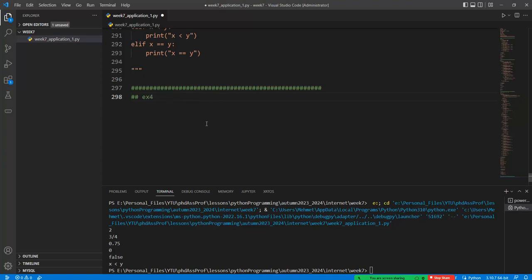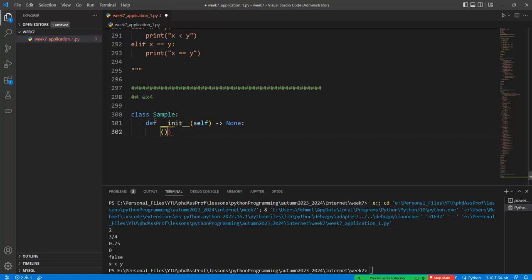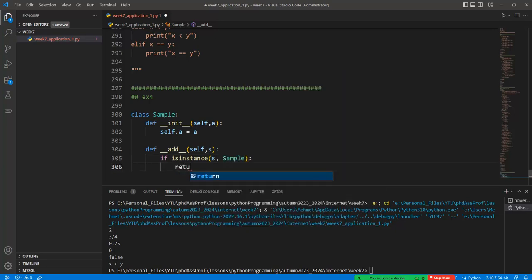In the next example, we need to talk about other properties of this overloading mechanism. For example, the class Sample is created with the parameters of the def __init__ function body like this one, okay? The self with the parameter a, and self.a is equal to a. After that I can define the add operator overloading function, self with the parameter s, and if isinstance s is Sample, then return Sample of self.a plus s.a, okay?